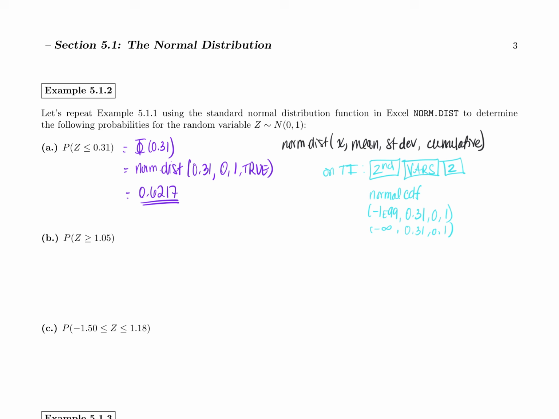How can we then use Excel or TI to find the probability that z is greater than or equal to 1.05? Well, that is 1 minus the probability that z is less than or equal to 1.05, or 1 minus norm.dist of 1.05, 0, 1, true. And we end up with 0.1469 again. We end up with the same thing.